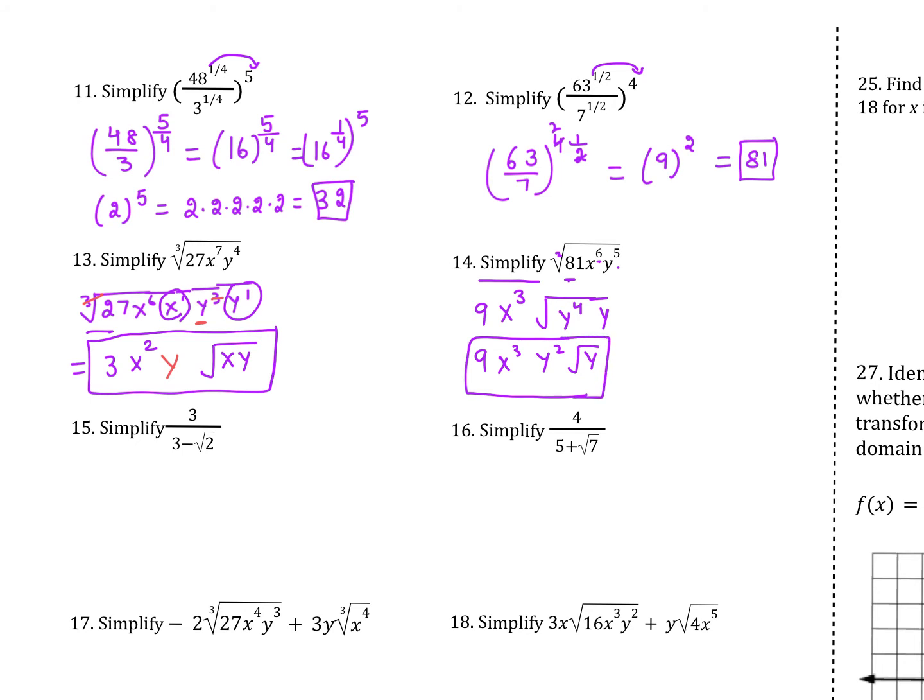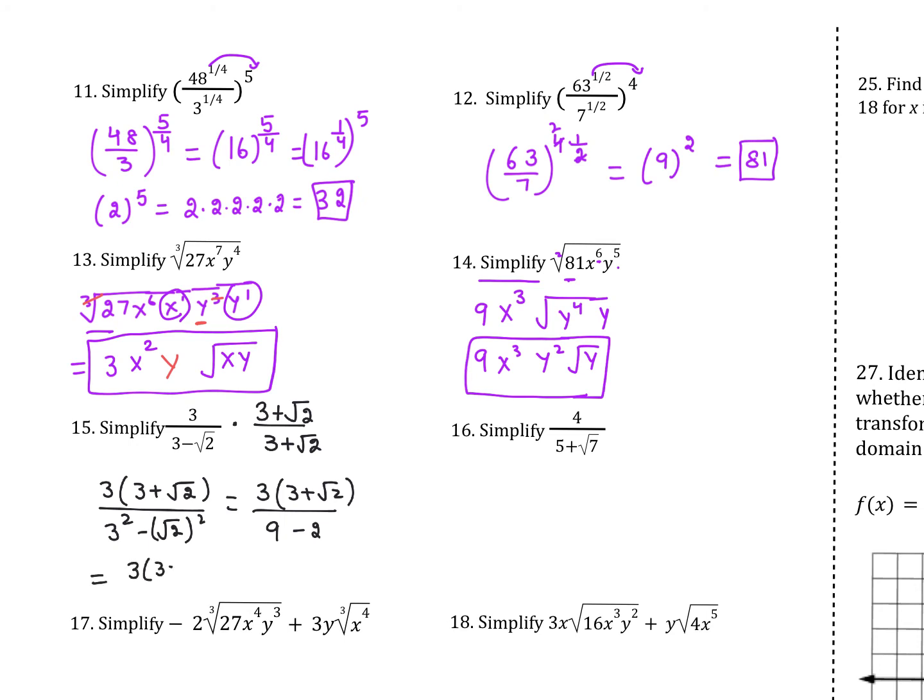For number 15, you're going to multiply by the conjugate of 3 minus square root 2, and that is 3 plus square root 2. 3 times 3 plus square root 2, and that is the a squared minus b squared formula. So 3 squared minus square root 2 squared. What you get on the bottom is 9 minus 2. So your final answer is 3 times 3 plus square root 2 divided by 7.